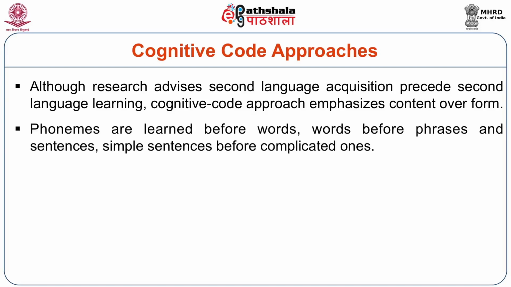Phonemes are learned before words, words before phrases and sentences, simple sentences before complicated ones. So what it tells is, first you learn words. When you understand the word, when you understand its meaning, then learn phrases using those particular words. Now you have control over the phrases, you can use them according to the situation. Now you start using sentences with the help of the phrases, and with the sentences, now you have the authority to communicate properly. So that is again the series method.